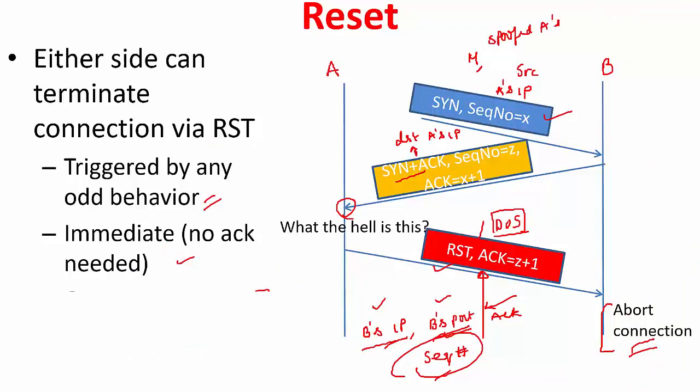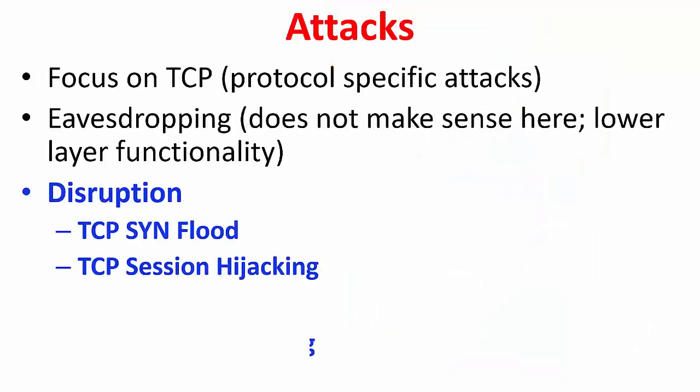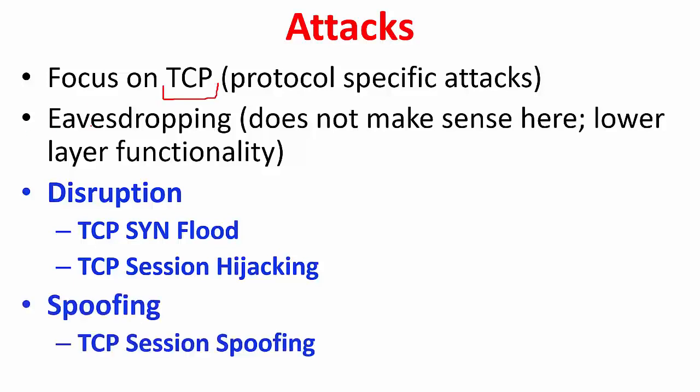So with that background on TCP, let's look at attacks. We will focus on protocol specific attacks here, especially on TCP. Earlier we were covering eavesdropping, disruption, spoofing. Eavesdropping here does not make sense because it is essentially a lower layer functionality. Disruption and spoofing are possible based on TCP. How to do it? That is what we are going to see next.